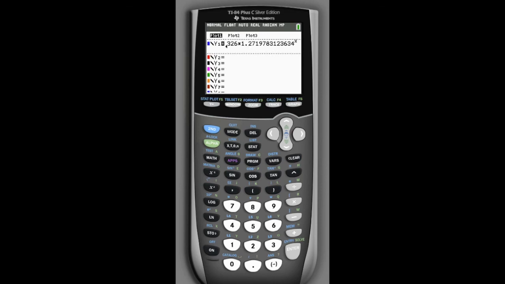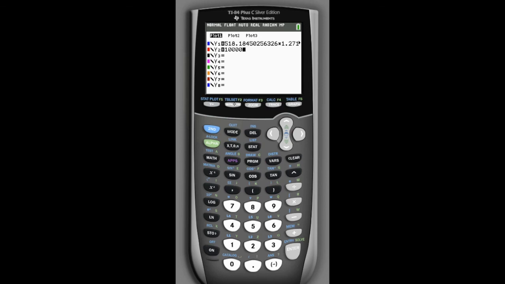Then, because my plot one is still turned on, I'm going to press zoom and then number 9 to see a graph of it. So here we go. And the first question is, when will the Nasdaq stock hit 10,000? Okay, so now let's go to y equals, and let's enter in 10,000 here.